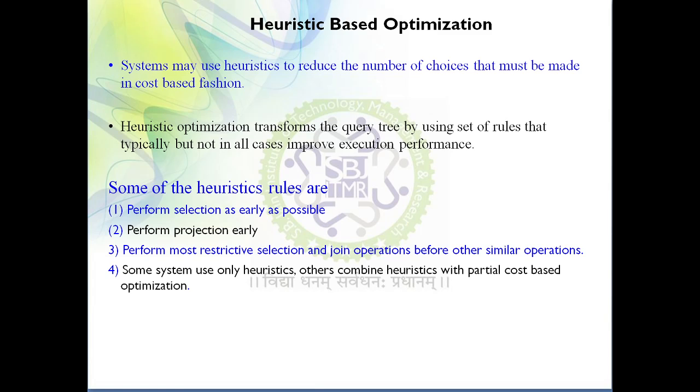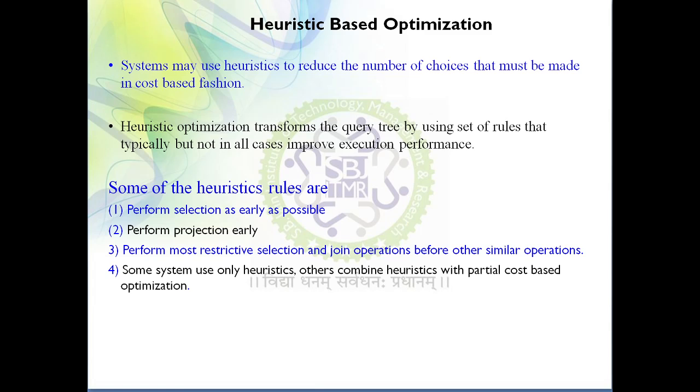See, one point that I want to tell you: cost based optimization as well as heuristic based optimization both use equivalence rules. Okay, so what are the rules given in heuristic based optimization? Very first rule: perform selection as early as possible. Second, perform projection early. Third, perform the most restrictive selection and join operations before other similar operations. And the fourth point is that some systems use only heuristics, others will combine heuristics with cost based optimization.